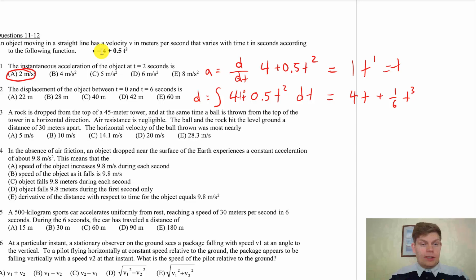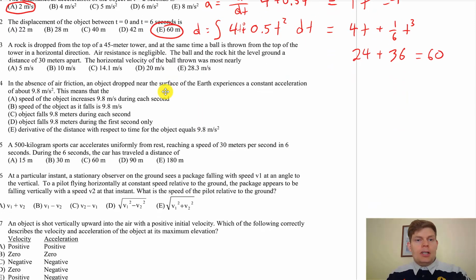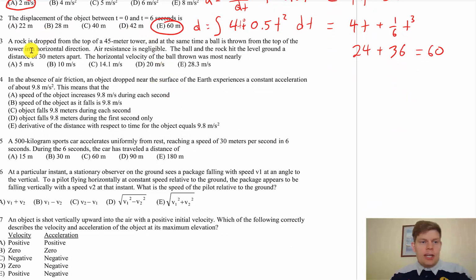And so if we want to find the displacement of the object between 0 and 6, we've got 4 times 6, which is 24, plus 1/6 times t cubed, so 6 times 6 times 6 divided by 6, which is just 6 times 6, so that would be 36. And so 24 plus 36, we got 60, and we are done. That sucker anyway.